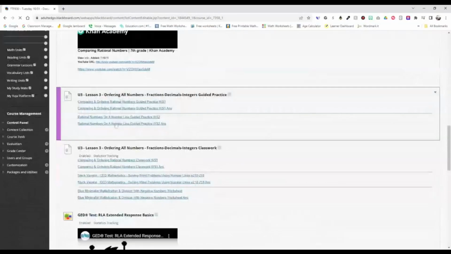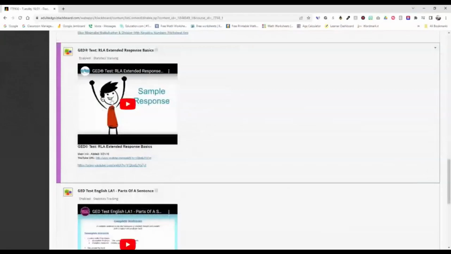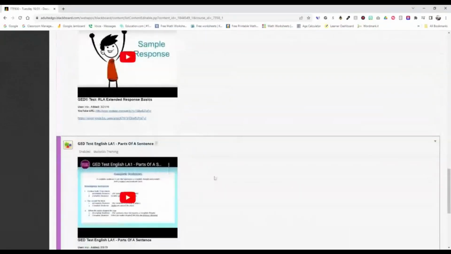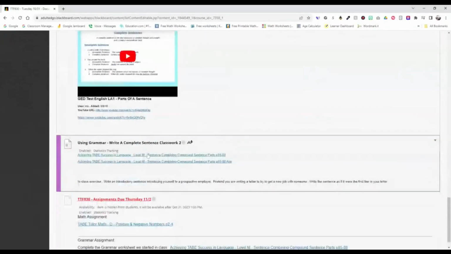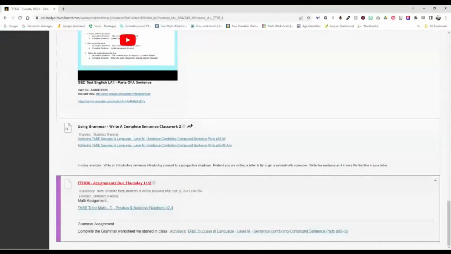Here are the guided practice worksheets with the answers. Here are the classwork worksheets with the answers. Here were the 2 videos that we watched on grammar. Here's the worksheet that you're going to do for homework. Typically, we've had time to start it in class, but today we didn't. And then down here at the bottom, in red, will always be the assignment. So you have a math worksheet to do. You have a grammar worksheet to do.